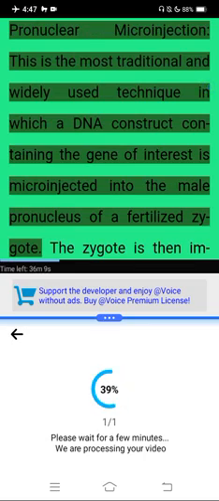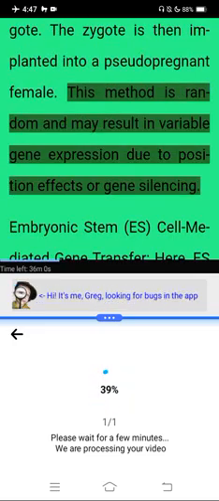This is the most traditional and widely used technique in which a DNA construct containing the gene of interest is microinjected into the male pronucleus of a fertilized zygote. The zygote is then implanted into a pseudopregnant female. This method is random and may result in variable gene expression due to position effects or gene silencing.